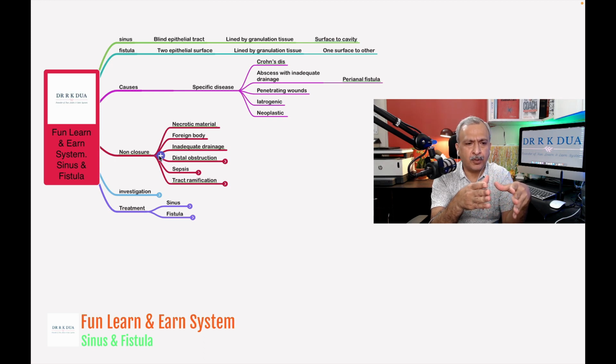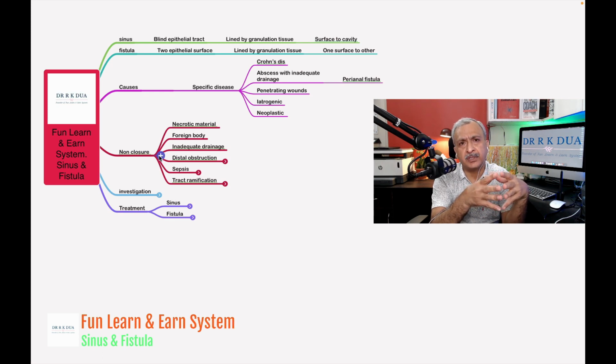So, foreign body and inadequate drainage. When some pus is there, as we have discussed in case of perianal abscess, when the patient comes in the late stage, pus has already tracked into various planes of the sphincter and above. So sometimes it becomes difficult to drain every track of the abscess and remove the granulation tissue that is lining the tract. So that is one cause of the non-healing of the fistula.